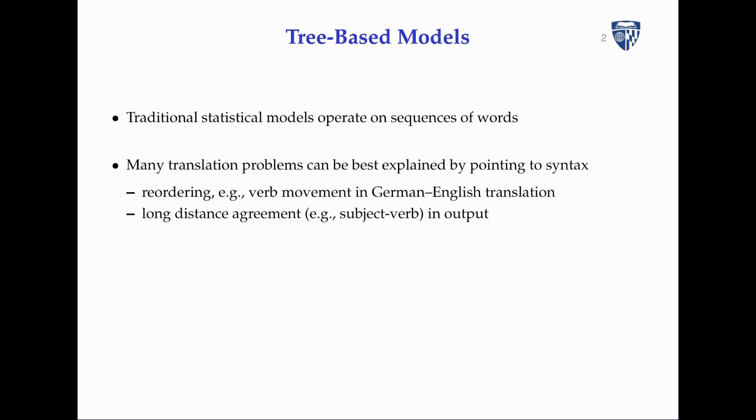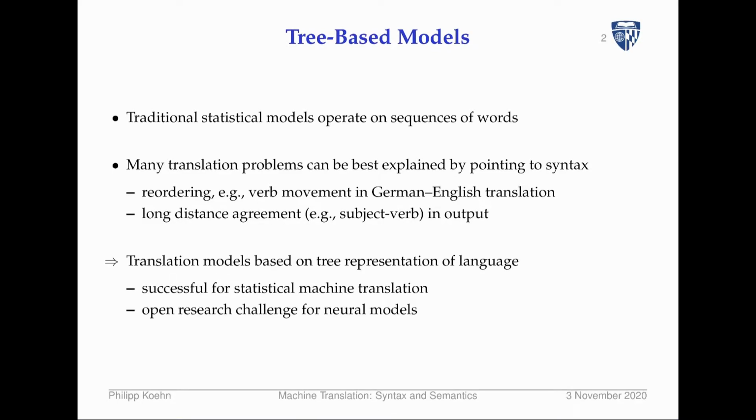These are hard to explain in terms of word sequences, but they're pretty obvious and they have a direct connection in tree structures. So that's all led to translation models that are based on tree representations of language. As I said, this was pretty successful in statistical machine translation. And here I'm writing open research challenge for neural models, and that is putting it gently. There were some efforts. It has been mostly abandoned at this point, but it's nevertheless worth knowing about.